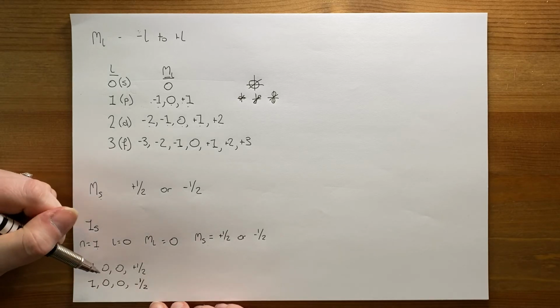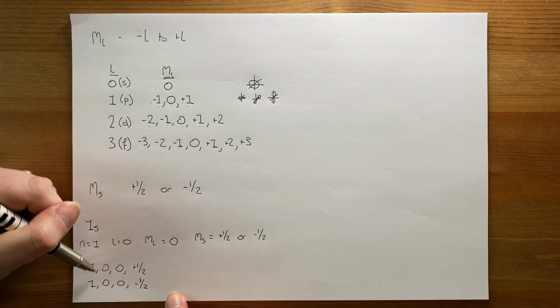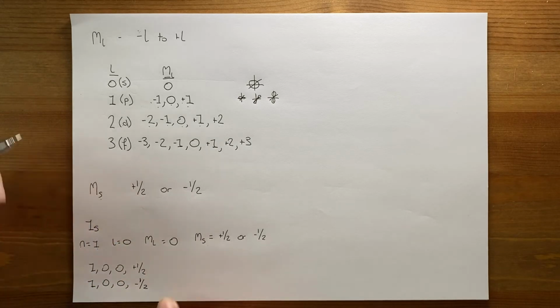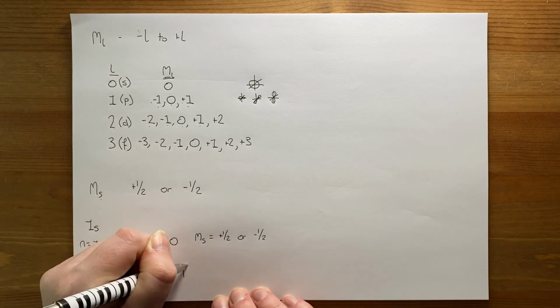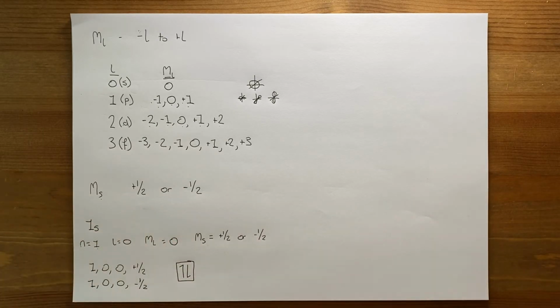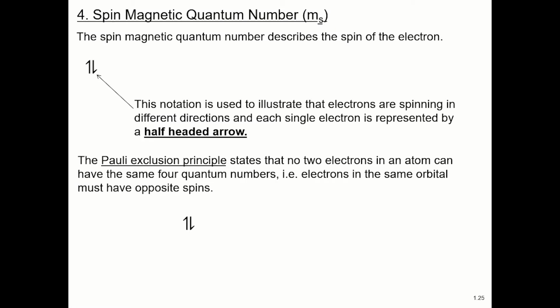Okay, so they do not have the same 4 quantum numbers. 3 of them are identical and they are determined by the spin. So 1 will be spinning up and 1 will be spinning down. Okay, and that's what we can see again if we go back to the slide. That's the notation that we're seeing here.